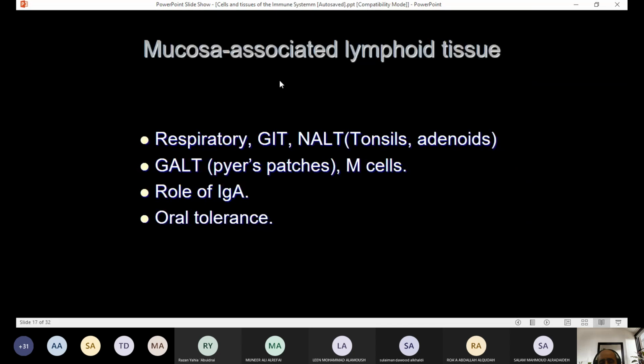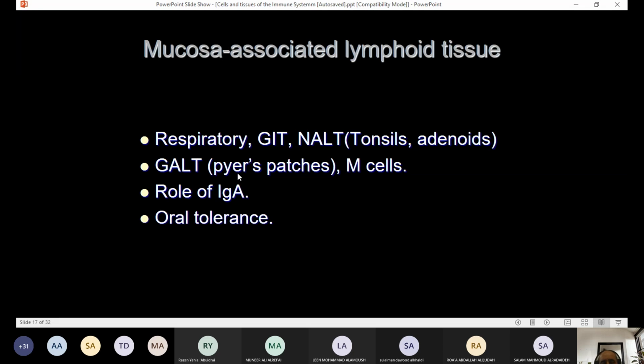We have also what we call the mucosa-associated lymphoid tissue as secondary lymphoid organs. They are present all over our body, like in the respiratory tract, the respiratory-associated lymphoid organs, or gut-associated lymphoid organs in the GI tract, or in the lungs, or the nose-associated lymphoid tissue, tonsils, for example, adenoids. All of them have aggregates of lymph nodes, so they can act as indirect defenses in our body.